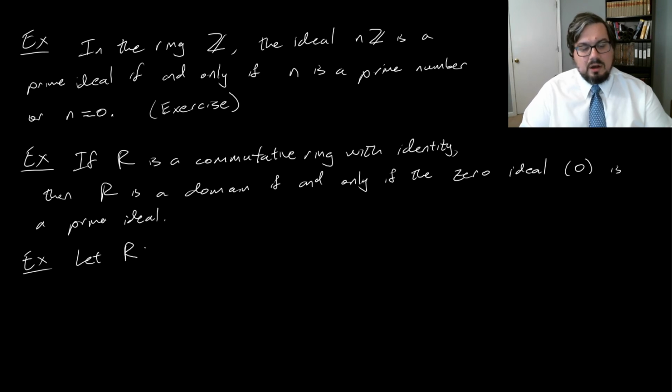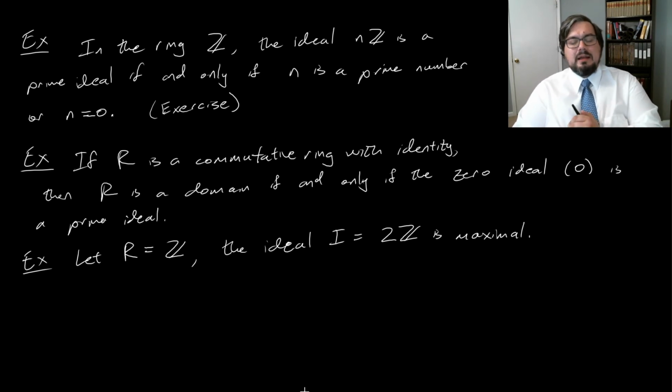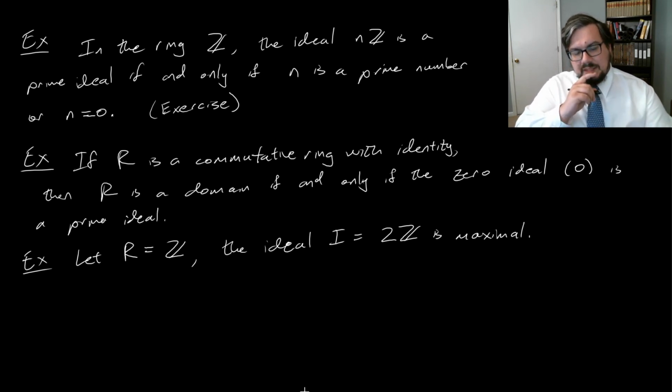Let's look at another one. So let's let R be the ring Z, and let's show that the ideal I equals 2Z is maximal. Now, there are several ways of showing that an ideal is maximal. We'll see a few of them later.